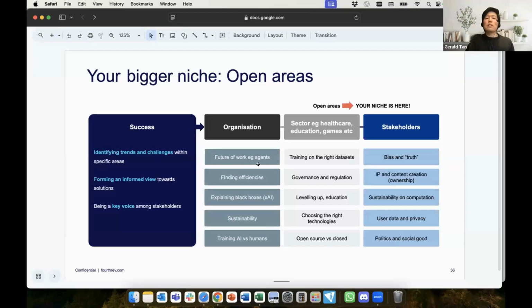Is because a lot of these really have no correct answers. It's really about what is the optimal answer. And of course, you can't be a thought leader if you're not a key voice among stakeholders. So if you have to take a screenshot, I would say this is the one you should take a screenshot on, because these are all the areas that are truly unknowns in the sense that it's not fully formed by even governments of the world, right?